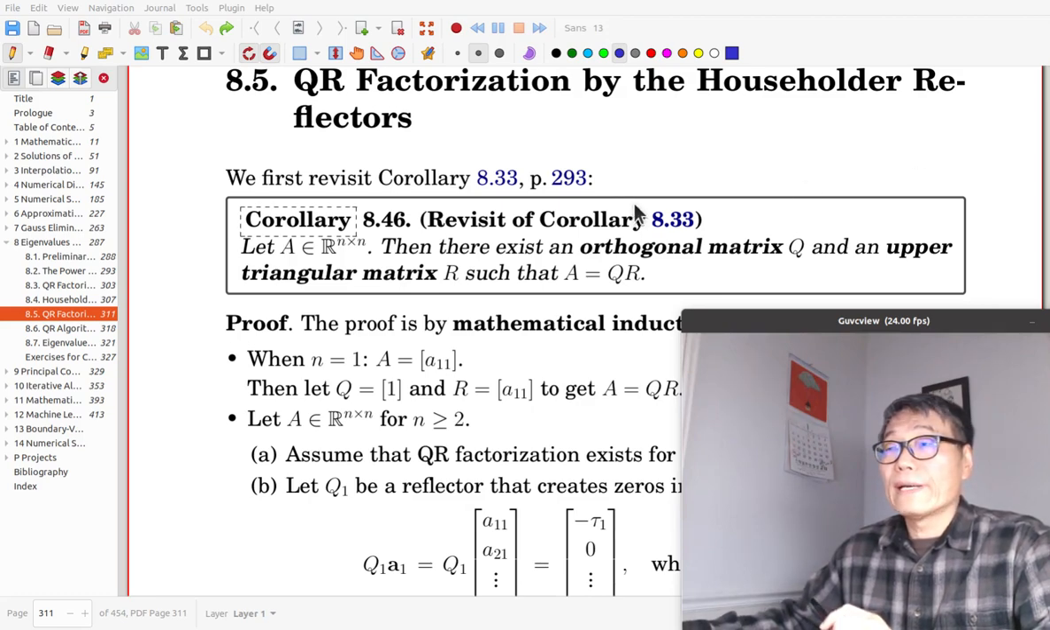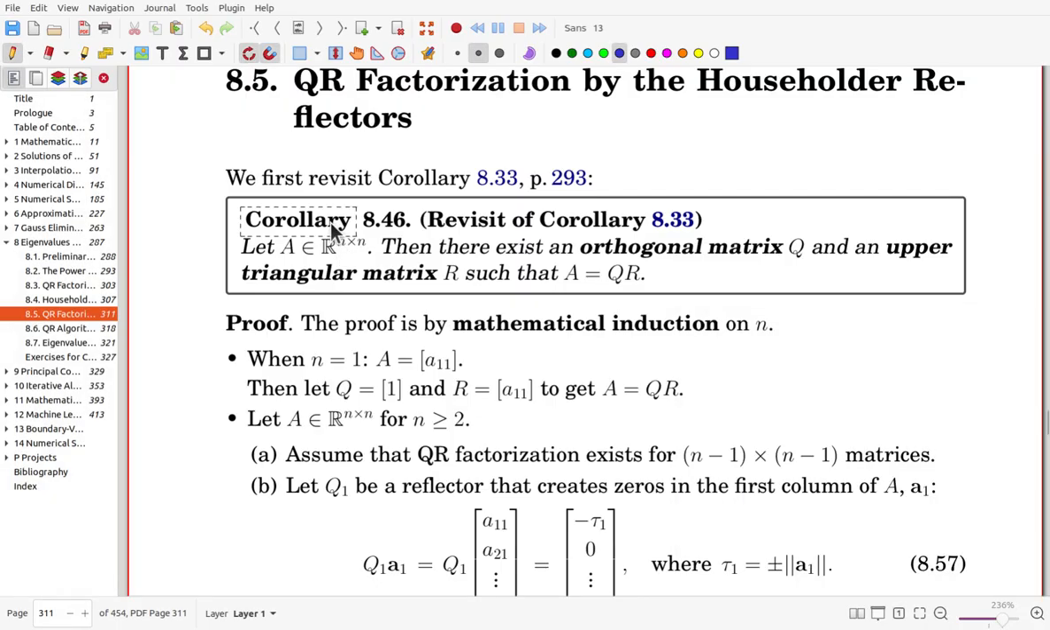Section 8.5. In this section, we'll use the Householder reflectors for the construction of Q and R for QR factorization. Let's begin with a corollary which we considered earlier. If A is a square matrix, then there exists an orthogonal matrix Q and an upper triangular matrix R such that A is QR.